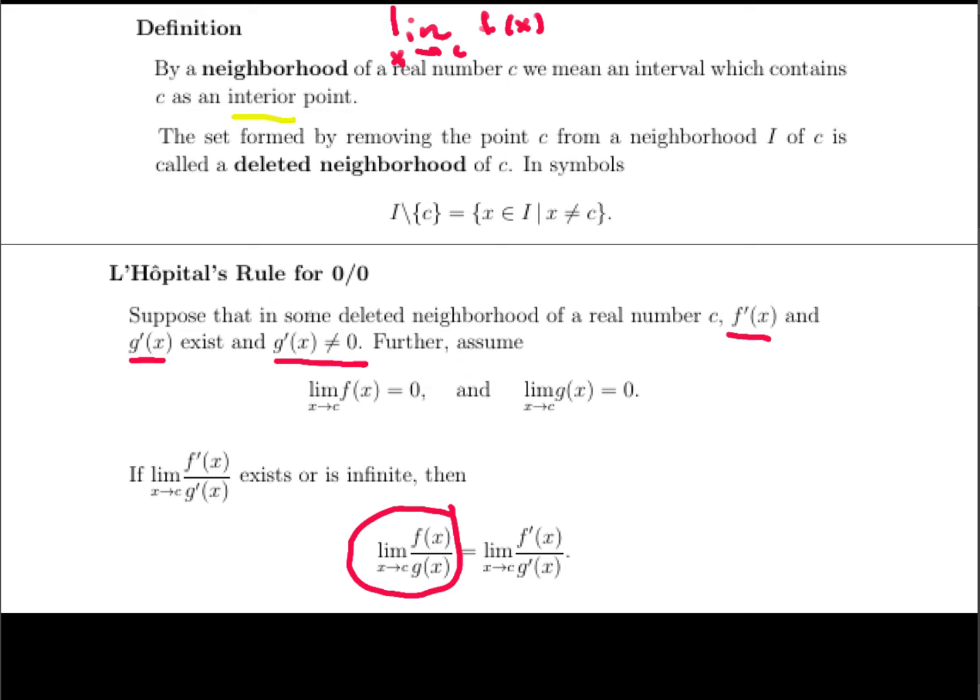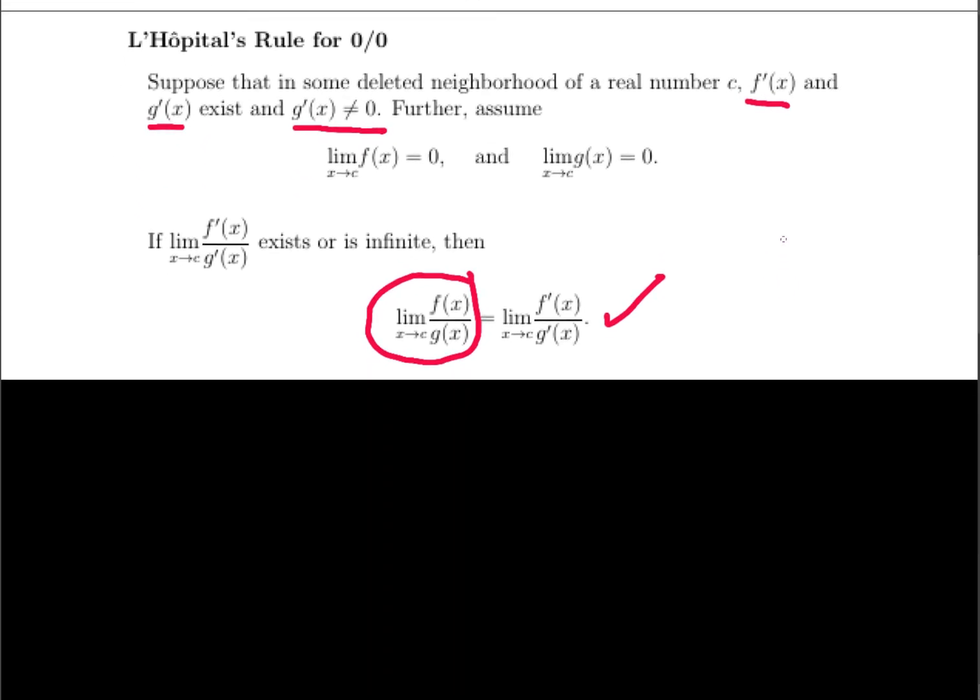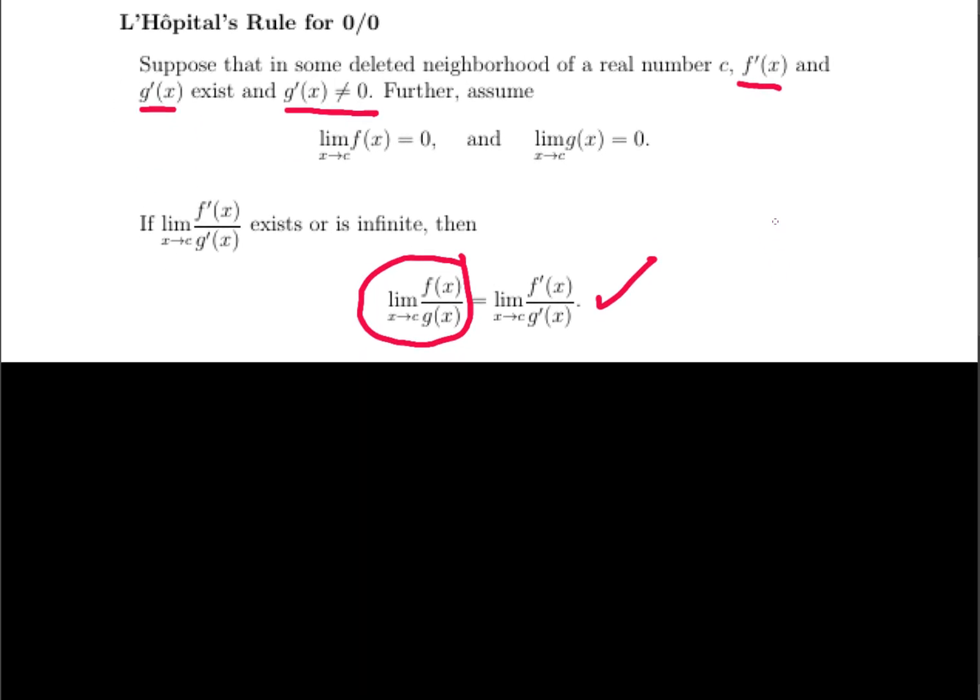Well, L'Hopital's rule says if the limit of the ratio of the derivatives exists or is infinite, then these two limits are equal. And this is going to be super handy. It will speed things up in the calculations of limits. We won't have to do nearly as much algebra or arithmetic with hyperreals. So let me just, right off the bat, give an example.